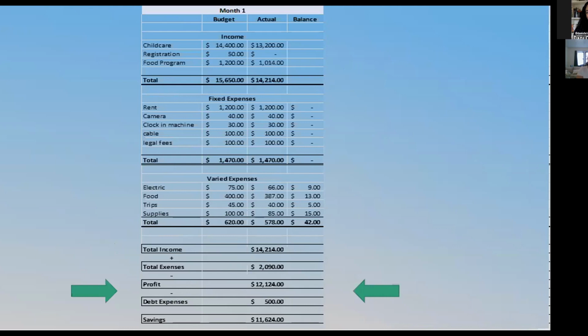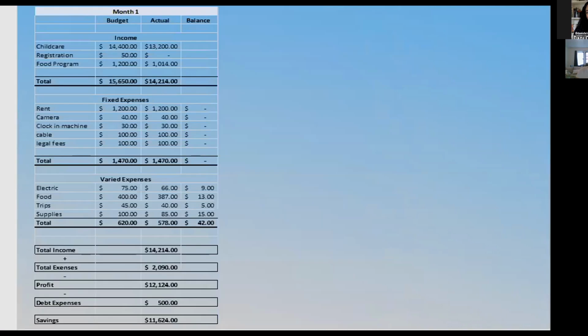If you look at the last column in your varied expenses, you see that there is a balance column, and you see that it says electric $9, food $13, trips $5, and supplies $15. So you're going to imagine that you had that $620 you had in different envelopes. You had each envelope labeled. So when you went to pay the electricity, it was only $66. So in that envelope, you have $9 left, right?